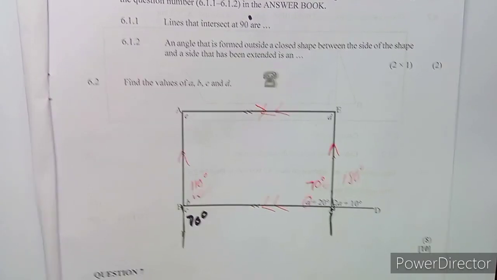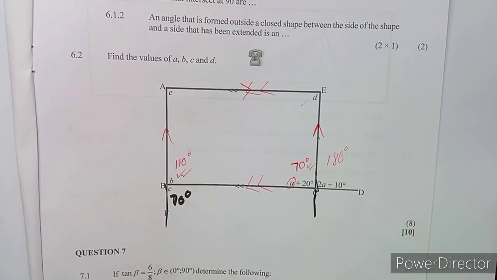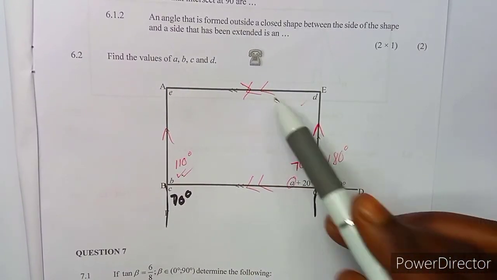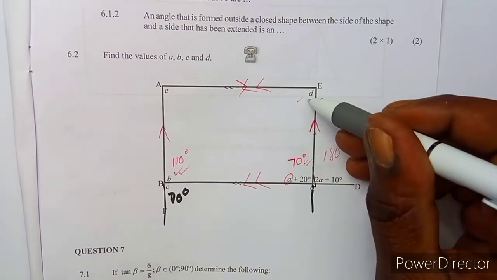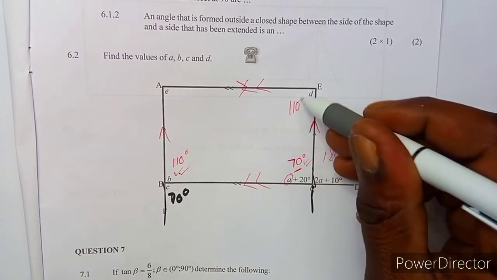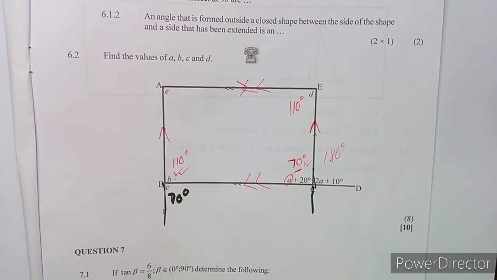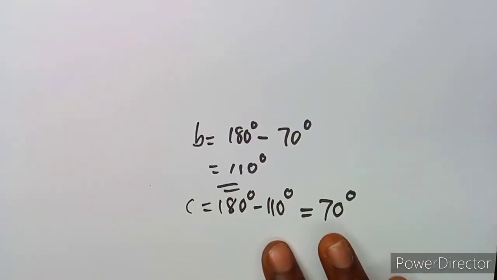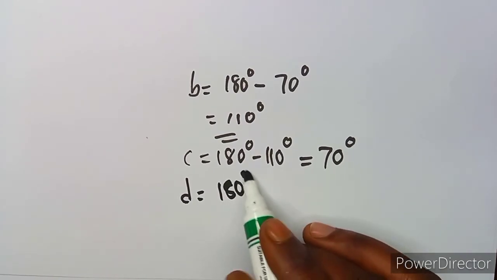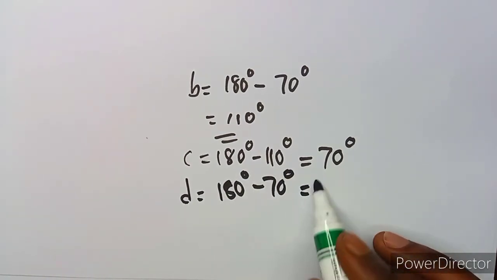What about D? We can also use the same concept, because here we've got 70, and these two lines are also parallel. So it means this D is going to be 180 minus 70, which is 110, just like what we did for B. So our D is going to be the same, 180 minus 70 degrees, which is 110.